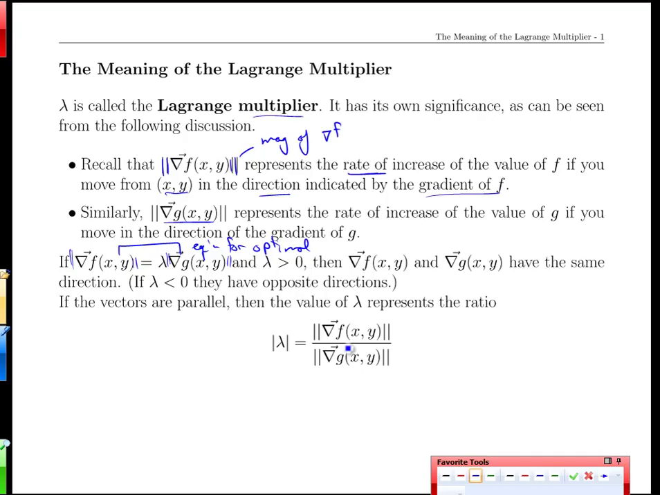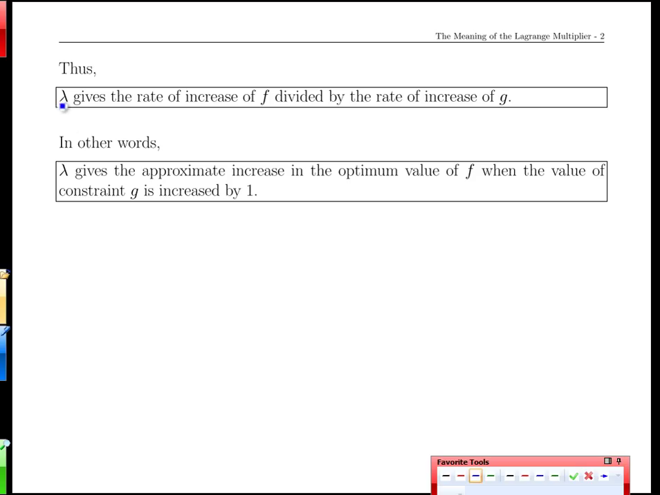Okay, so what? Well, let's translate this one step further. Lambda gives the rate of increase of f divided by the rate of increase of g. That's what those two magnitudes meant. Here's the real interpretation. Lambda gives the approximate increase in the optimum value of f when the value of the constraint g is increased by, and we just put this standard step size of 1 here. So if we increase g by 1, we can think of this as a delta f over a delta g. That's probably the easiest way to do it.